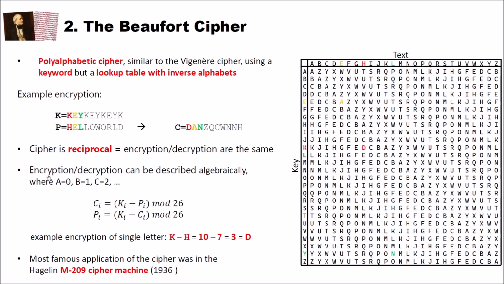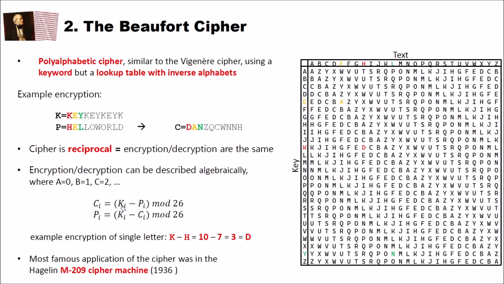Encryption and decryption can be described algebraically, where A is 0, B is 1, C is 2, and so on. For encryption, we use this equation here. Our ciphertext letter at position i is our key letter at position i minus the plaintext letter at position i, modulo 26. The key letter we obtain from the key that's written again and again above our plaintext, and the plaintext letter we obtain by looking at the plaintext.